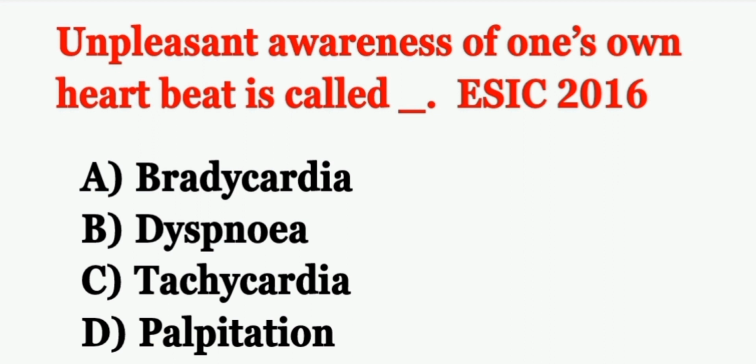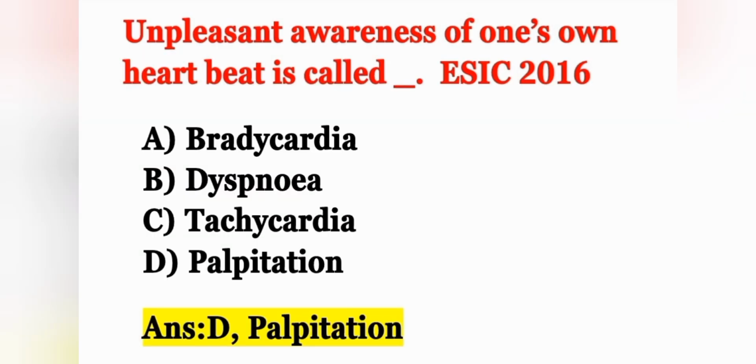First question, unpleasant awareness of one's own heartbeat is called. This question is from the ESIC exam 2016. Options: option A bradycardia, option B dyspnea, option C tachycardia, option D palpitation. Unpleasant awareness of one's own heartbeat is called palpitation. Option D is the correct answer.